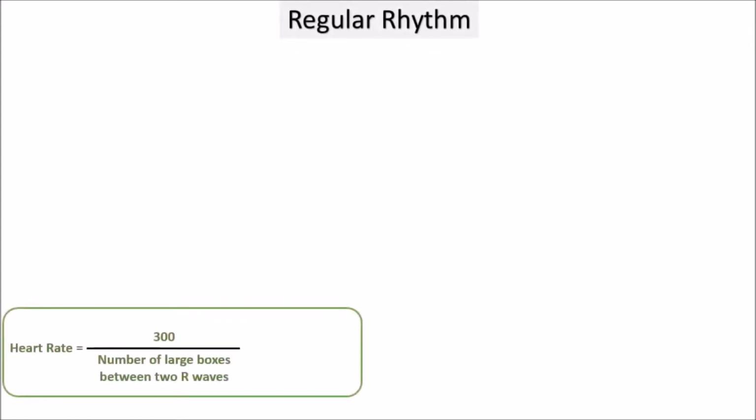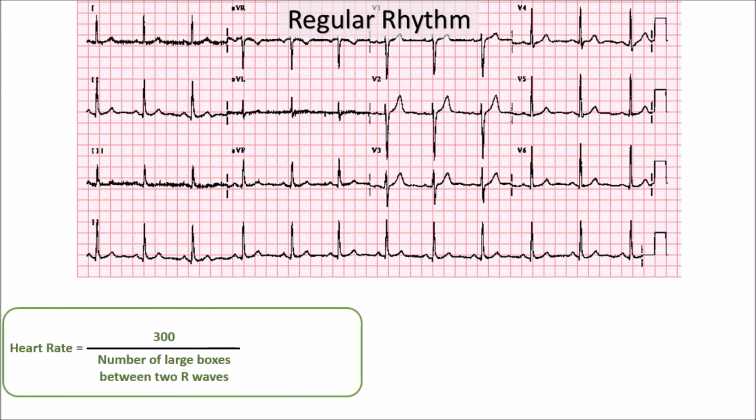Coming to the first scenario, where the rhythm is regular. The formula is 300 divided by the number of large boxes between two R waves. In this ECG, the number of large boxes between two R waves is 4. So, heart rate will be 300 divided by 4, that is 75 per minute. Here, 300 is a constant number.